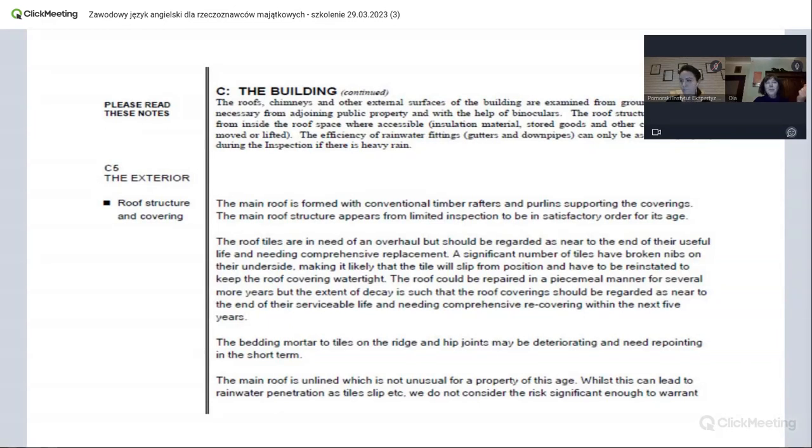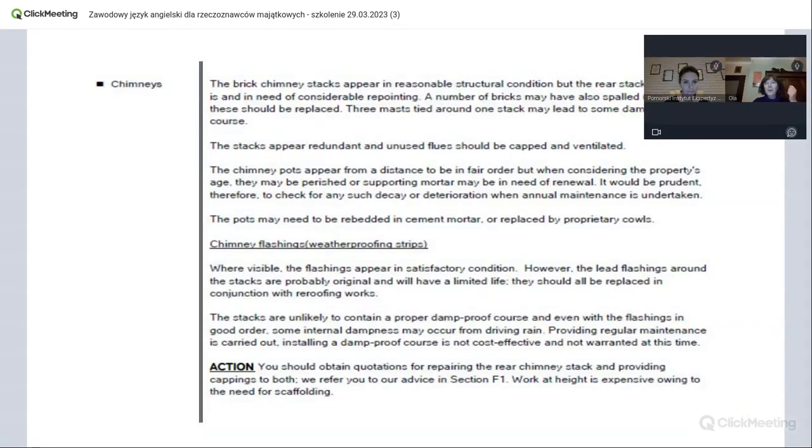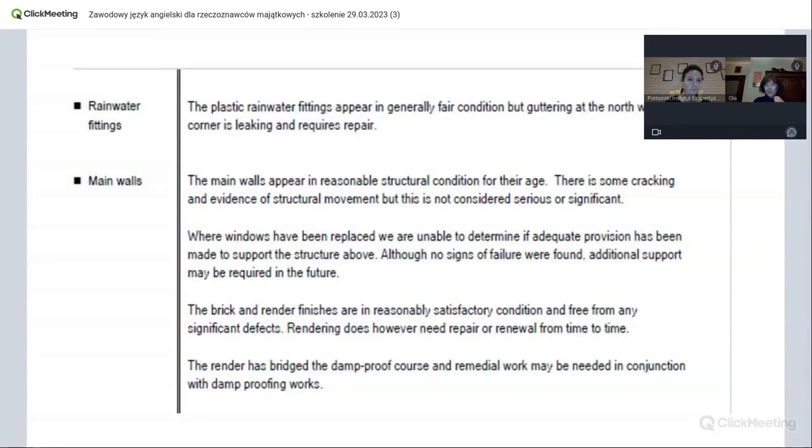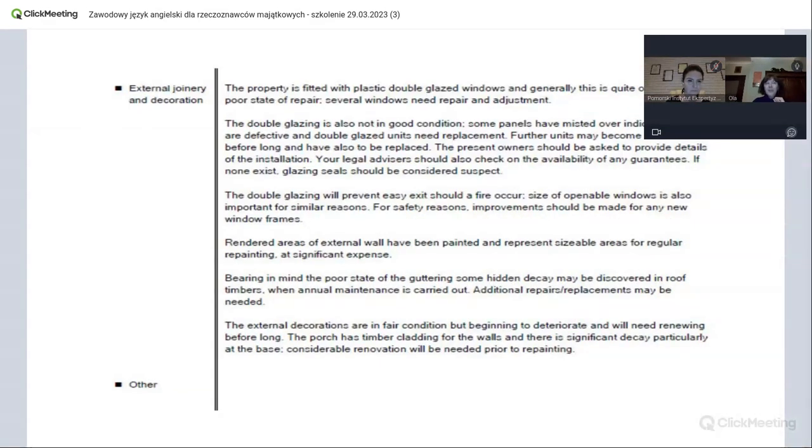The exterior, roof, structure, and covering. So it's really amazing when you look at it. Or chimneys, even the chimneys are discussed. Oh, and look, here we've got chimney flashings, obróbka kominów. You can find some words from your dictionary here. Or rainwater fittings, yes? So orynowanie, main walls, the description of the walls and so on. External joinery and decoration, yes?